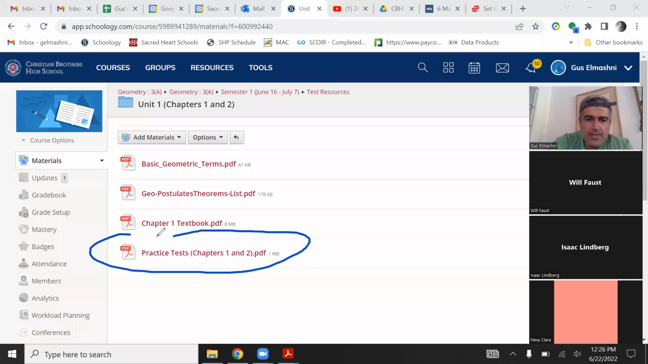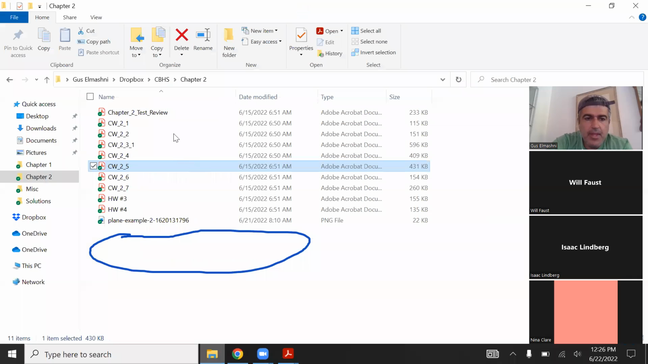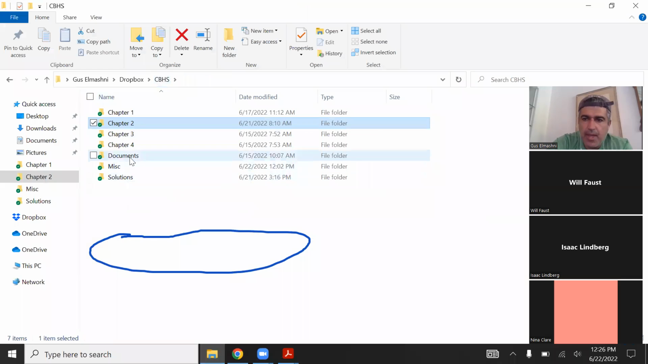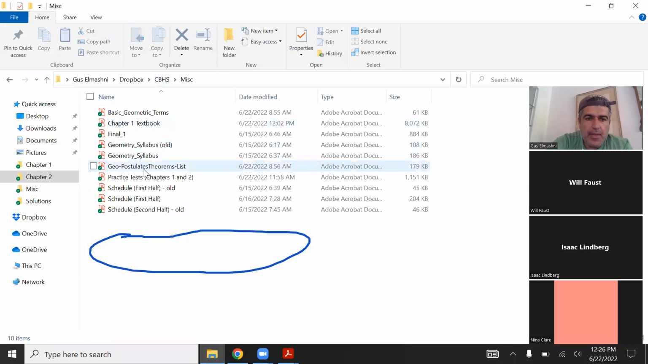It's a practice test that covers these units. So I did a little Google search and found something that's really good here. So we don't necessarily have to reinvent the wheel, just take stuff that's already out there on the World Wide Web. So let me show you how that looks.